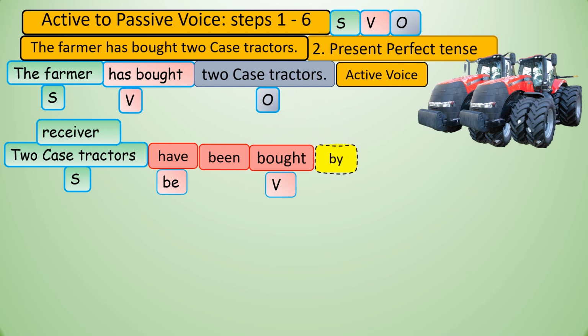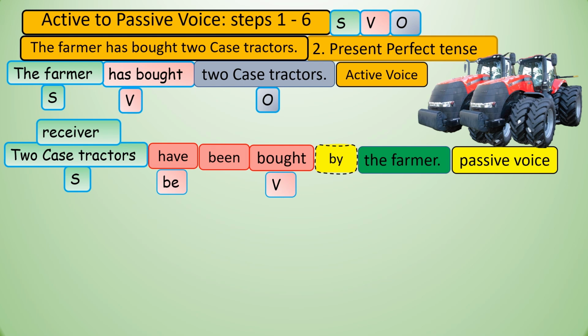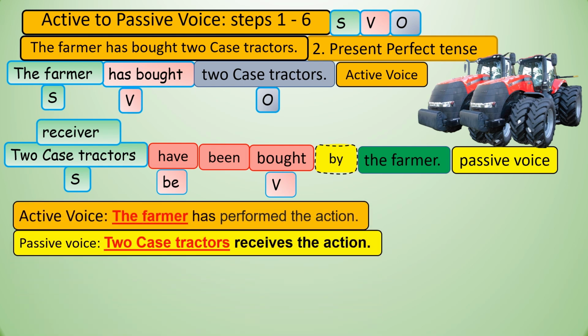And then we add by, our preposition, and after that now comes the subject of the active sentence to conclude our sentence in the passive. And our sentence now reads, the farmer has bought 2 case tractors. 2 case tractors have been bought by the farmer, passive voice. Let us just wrap up with some notes again. Active voice, the farmer has performed the action. Passive voice, 2 case tractors receives the action.